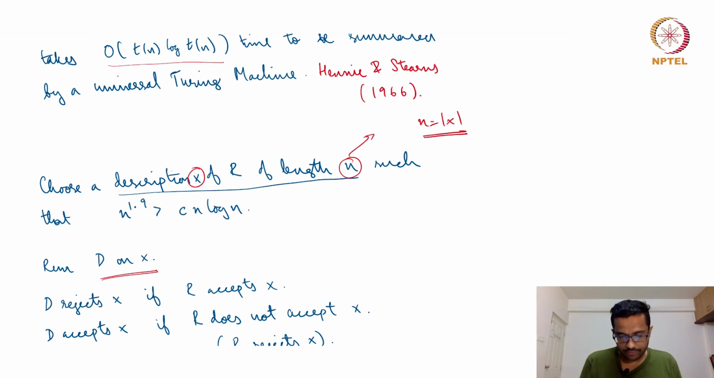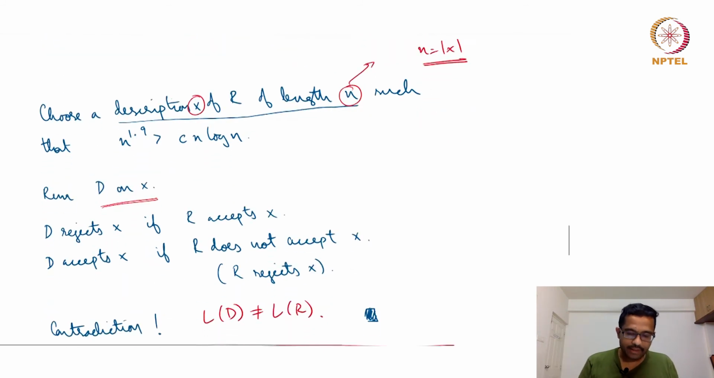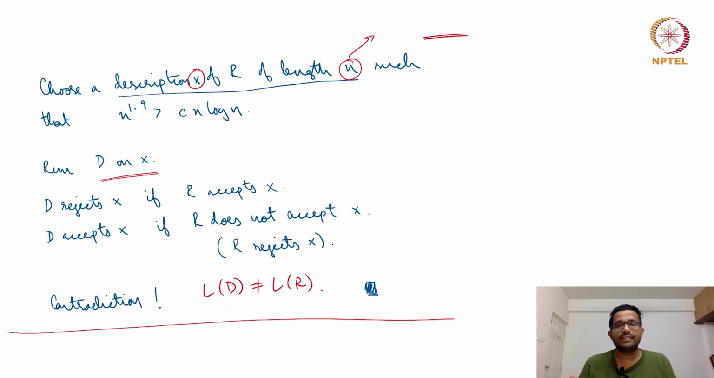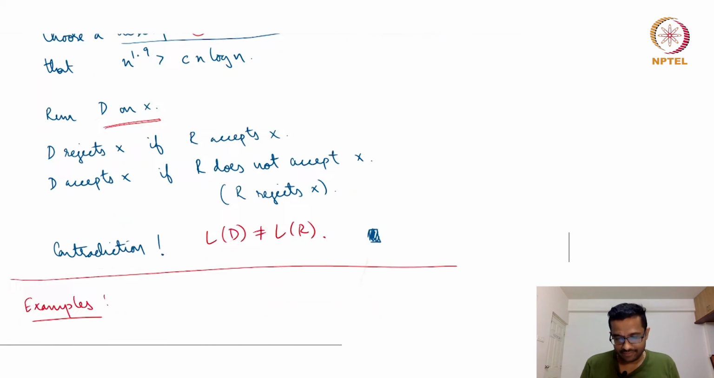So now what does D do when it takes X as input? Recall that X is a description of R. So it will run R on X, and then do the opposite. We know that R will terminate the computation on X, and D will do the opposite. So by definition, D does the opposite of what R does on the same input. But then R was chosen to be something that decides the same language as D. That's a contradiction, right?